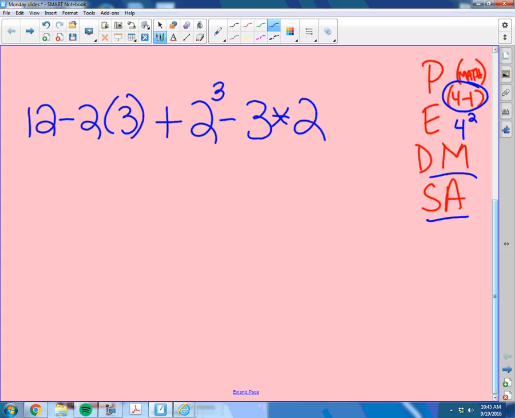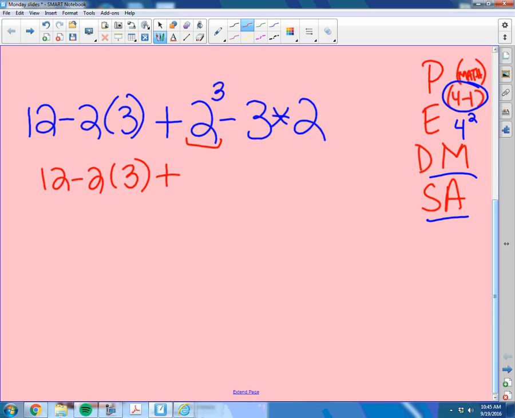Okay? So when we're evaluating an expression, we need to first determine what comes first. Well, I do not see any parentheses according to the rules of PEMDAS, because there are parentheses, but those don't count because it's just a single number. There's no math. So I go to exponents. I have exponents right here. So this becomes 12 minus 2 times 3 plus, what's 2 to the third power?